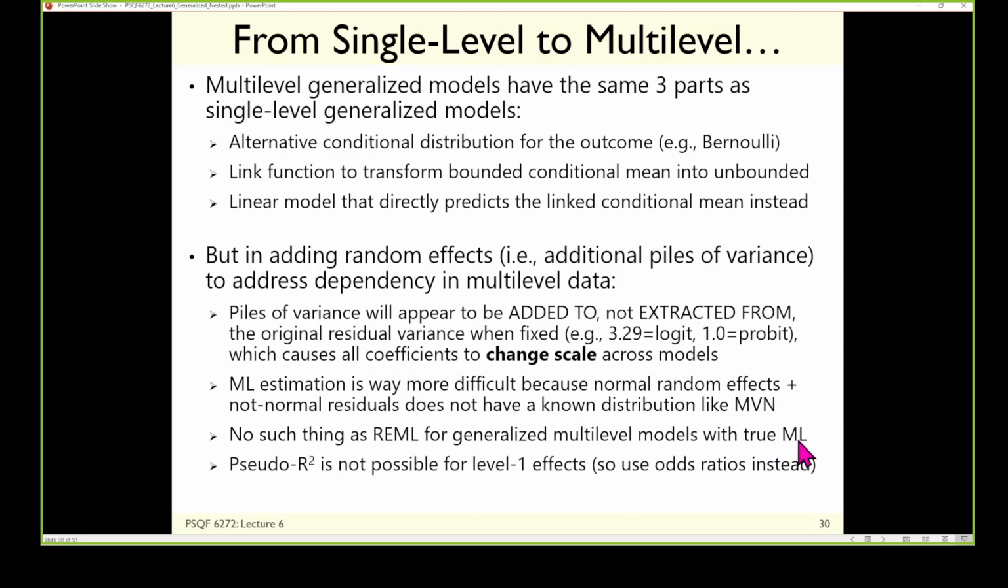You are stuck with regular flavor maximum likelihood unless you go into the world of pseudo or quasi likelihood, which is not good, as you might imagine. If you call something quasi, that means not good, like, ish. So yeah, there is no full information, regular true maximum likelihood of the REML style for these models. It doesn't exist.